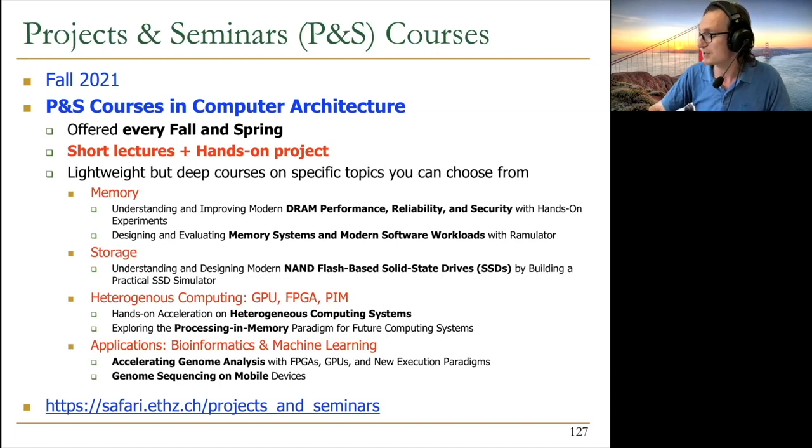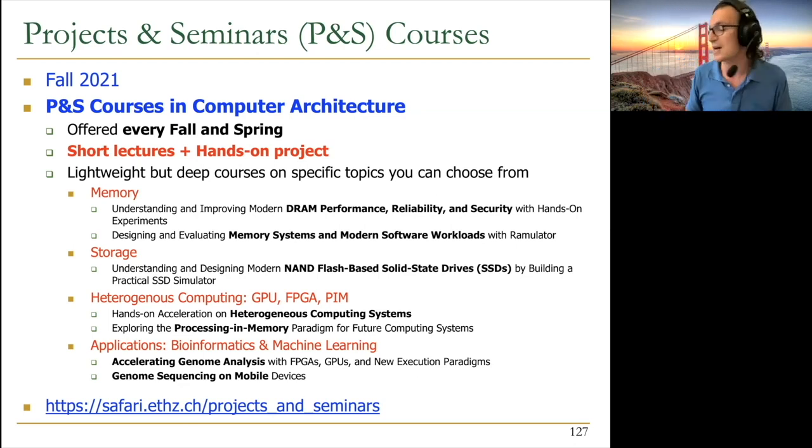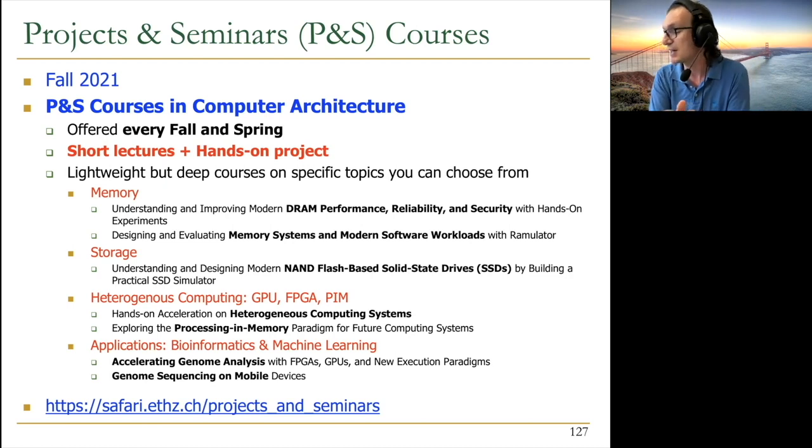It's a requirement for ETED students. So meaning, if you're an ETED bachelor student, you're required to take some number of PNS courses. That's for sure. If you're a computer science student, you're required to take a seminar course. I don't know if PNS courses satisfy the seminar requirement. That's good to check from your perspective.